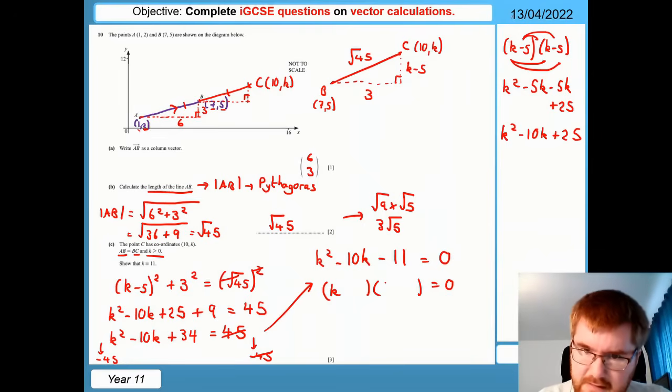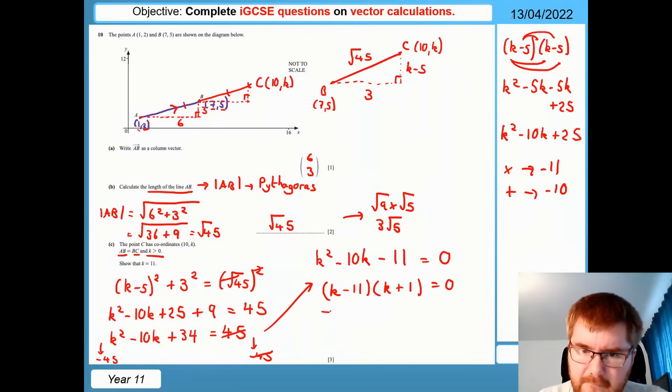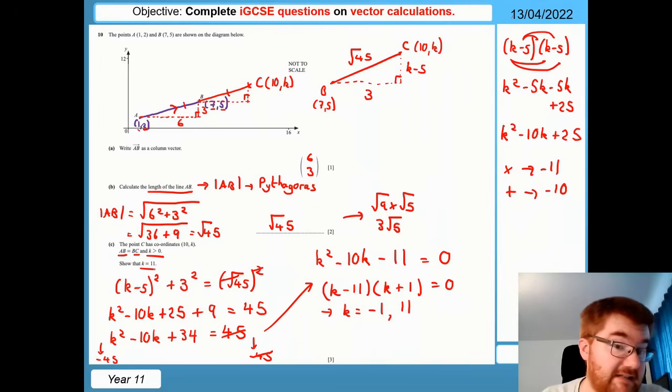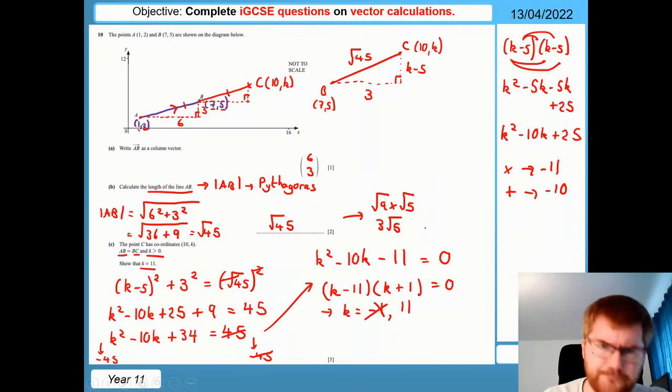So put a k at the front, k at the front. And we want two numbers here that multiply to give me minus 11, but add to give me minus 10. So that's going to be minus 11 and plus 1. So following those two rules, k has to be either equal to negative 1 or positive 11. We're told k is positive, so that's kind of helpful. Remember, k can't be less than 0, therefore the negative 1 solution does not work, and therefore k is equal to 11. That's a nice question.